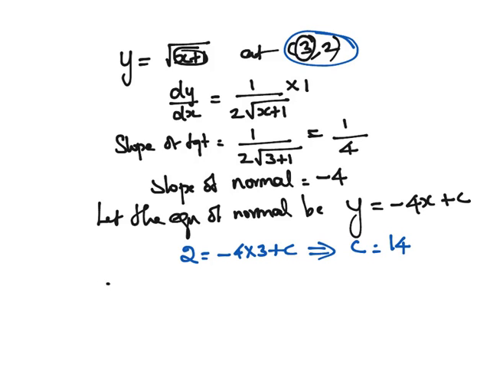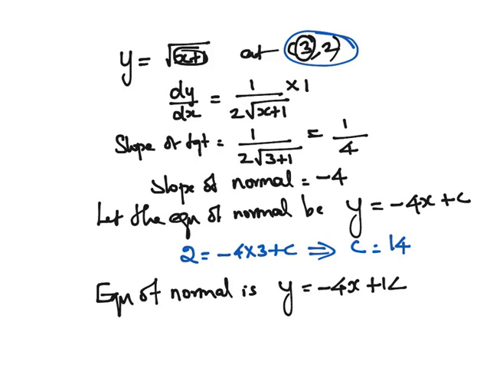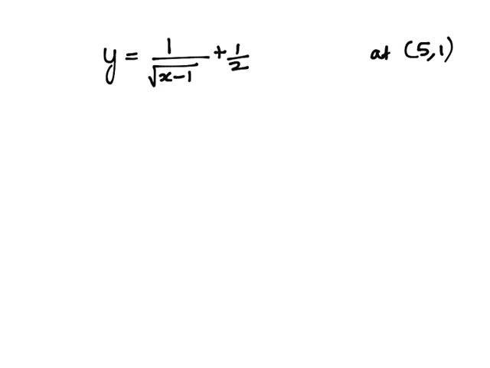So it means equation of normal is y equals minus 4x plus 14. This is the answer. This is the equation of normal. Okay, let us solve another problem now.